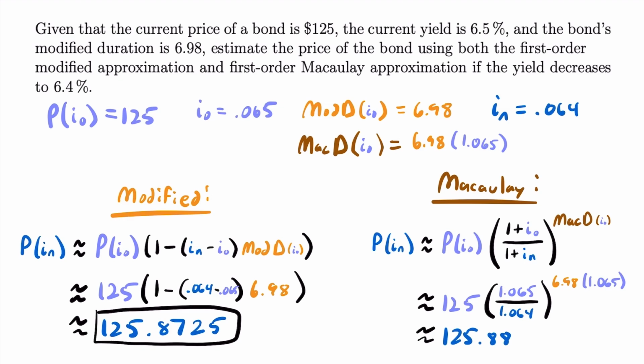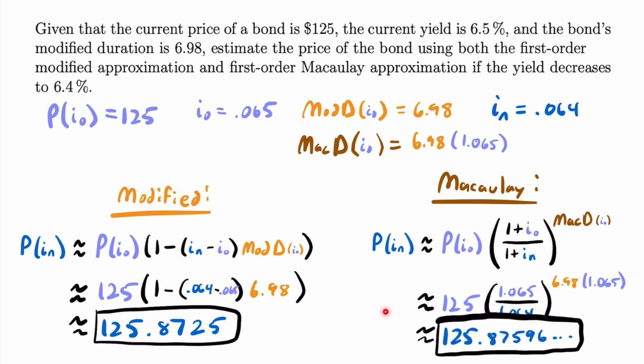125.88 when rounded off to 2 decimal places, but we should probably include some more. Since we had 4 decimal places for this approximation, we want to be able to compare these 2 approximations, so let's include some more decimals here. Instead of rounding it off to 2 decimal places, I'll include a couple more here. We have 125.87596 and some more decimals. That is our estimated new price of the bond using a first order Macaulay approximation.